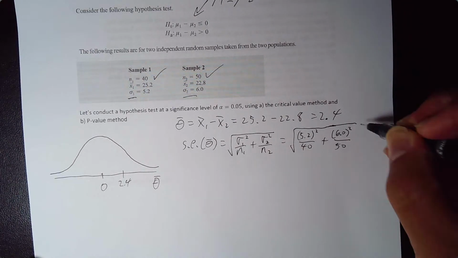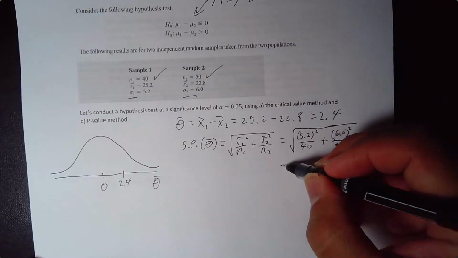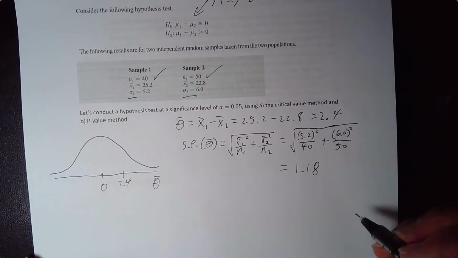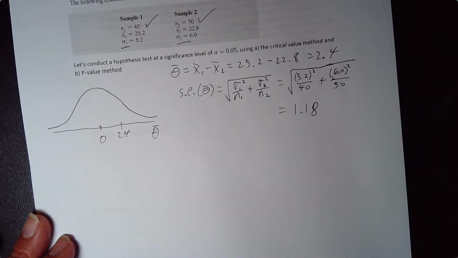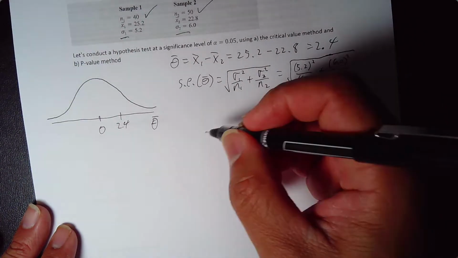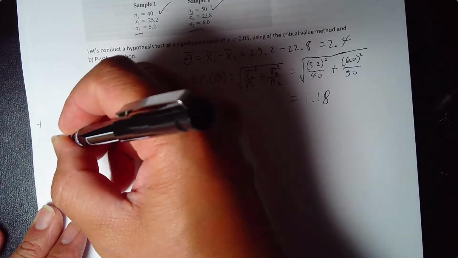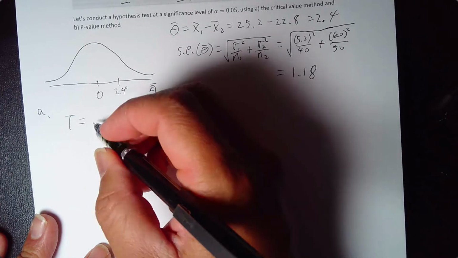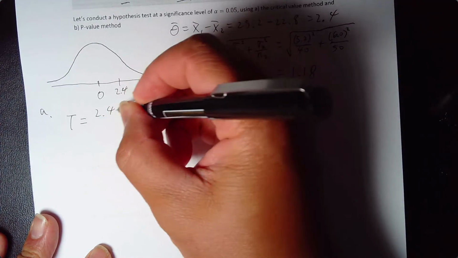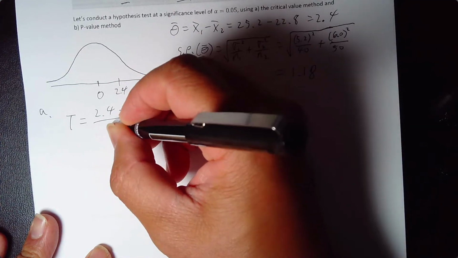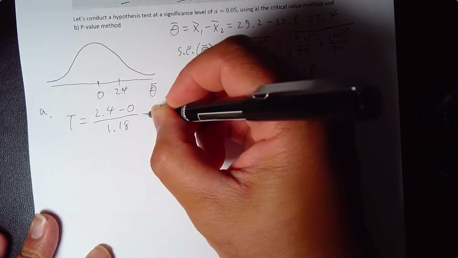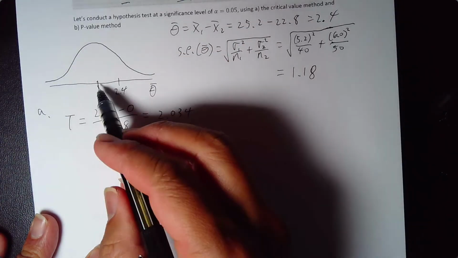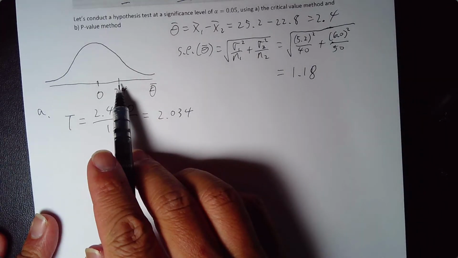Okay, and here this is going to equal 1.18. All right, so now let's look at our test statistic. Then our test statistic will equal, here, part A, 2.4 minus 0 over 1.18, which is 2.034. So that's how far that is, 2.034.